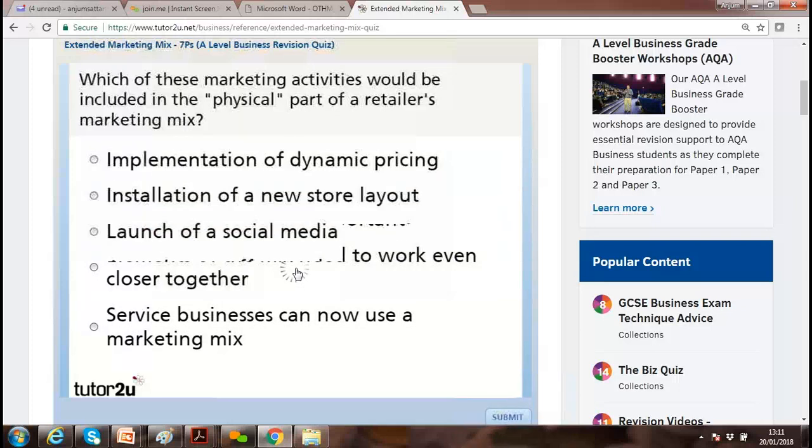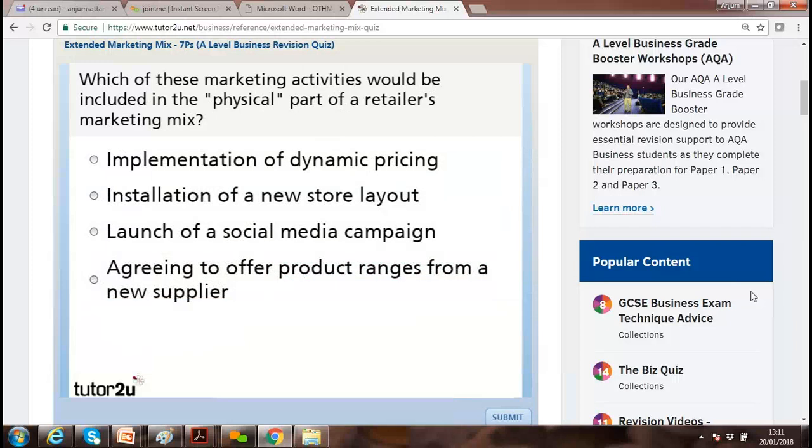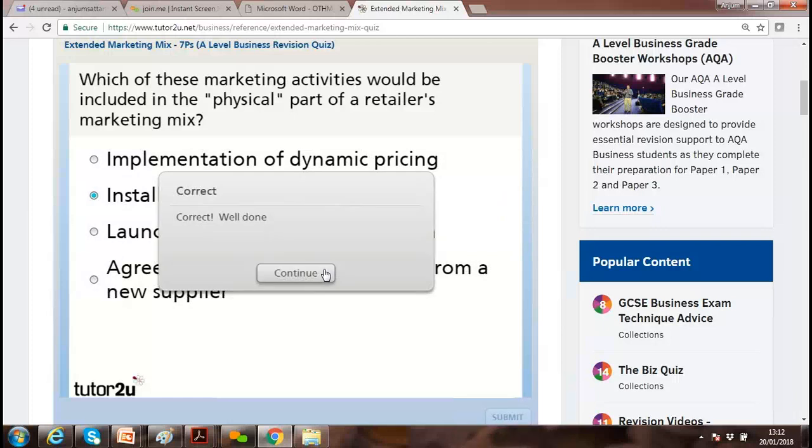Not correct. Okay, which of these marketing activities would include the physical part of the retail marketing mix? Implementation of dynamic pricing, installation of a new store layout, or installation of a new store. That's physical: installation of a new store layout. Well done, correct.